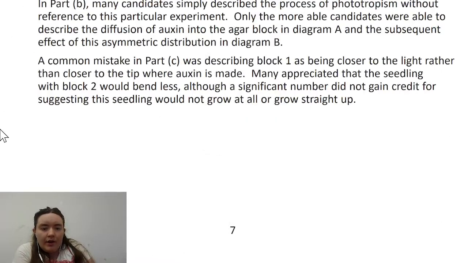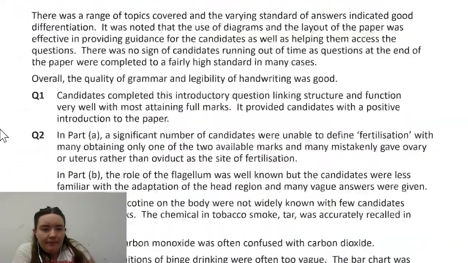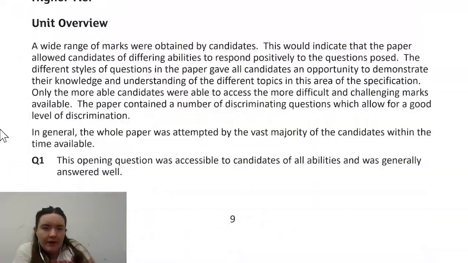So we're going to take a quick look at the examiner's report. And we want the examiner's report for the higher tier. So, is that visible on screen? It is. Okay, so the unit overview. A wide range of marks were obtained by candidates. This could indicate the paper allowed candidates different abilities to respond positively to the questions posed. Only more capable candidates were able to access the more difficult and challenging marks available. The paper contained a good number of discriminating questions to allow for a good level of discrimination.